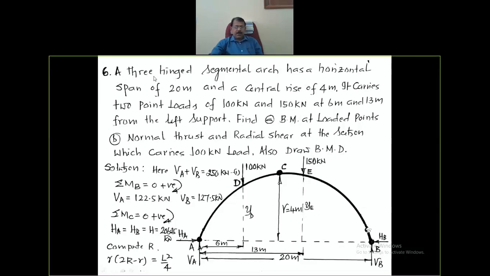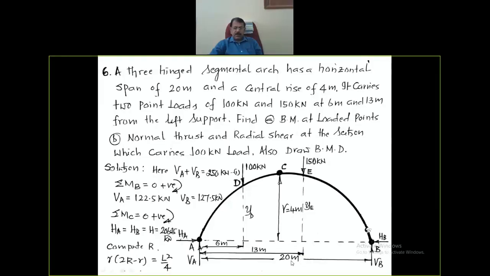So that problem is: a 3-hinged segmental arch has a horizontal span of 20 meter and a central rise of 4 meter. It carries 2 point loads of 100 kilonewton and 150 kilonewton at 6 meter and 13 meter from the left support. Find A, bending moment at the loaded points. B, normal thrust and radial shear at the section which carries 100 kilonewton load. Also draw bending moment diagram. So to begin with, write down the figure of the arch. Figure of the segmental arch is as shown in figure.